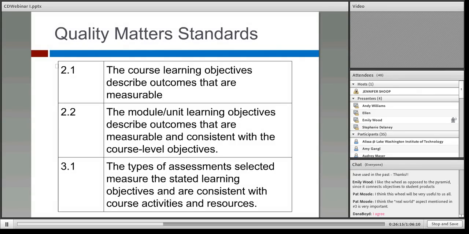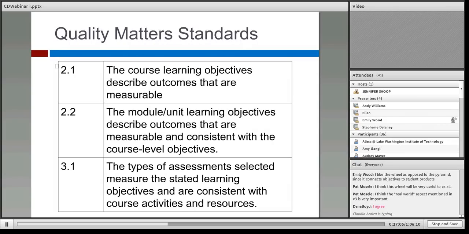The course learning objectives describe outcomes that are measurable, and that's something that Ellen and Stephanie and Andy have already talked about. 2.2 is the module and learning objectives describe outcomes that are measurable and consistent with the course level objectives. So it's great if you have some course level objectives to really guide the learner and say, well, this is what you're going to be able to know or do at the end of this course. But in order for students to be self-directed learners, having module objectives so they clearly know what they're doing week by week, or in a self-paced environment per module, can really help them understand if they have gotten that module and can move on to the next one and if they have a solid foundation.